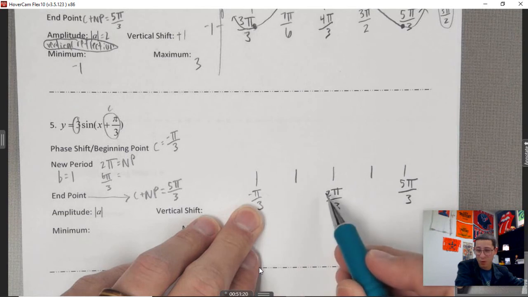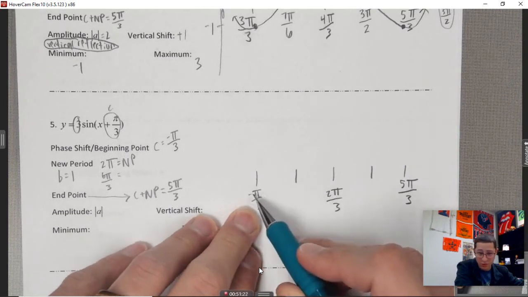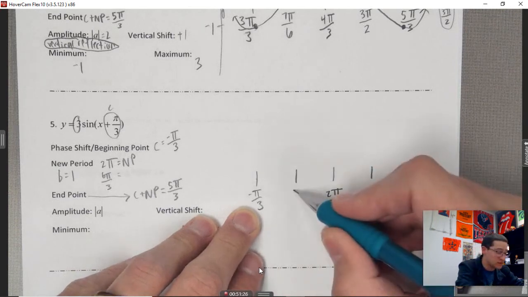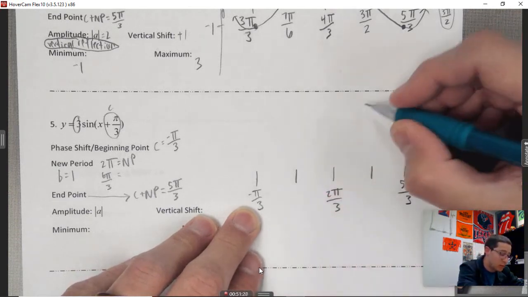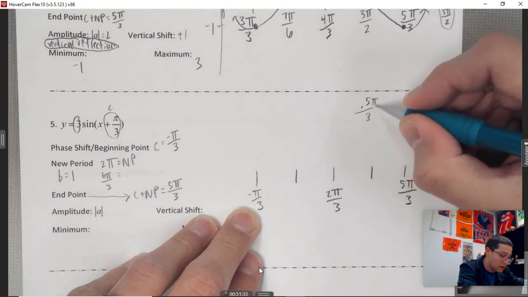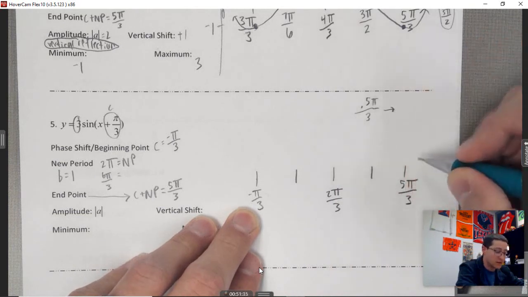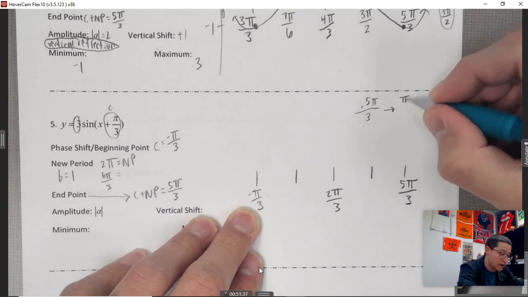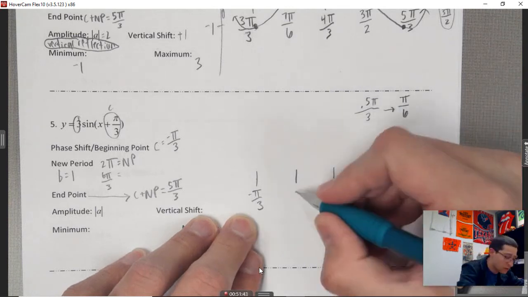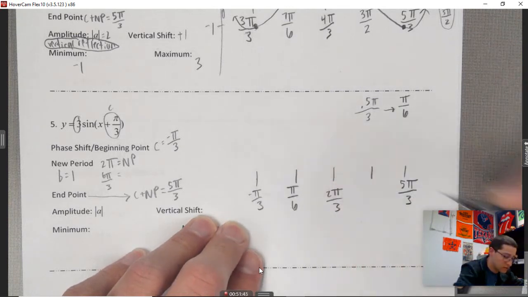In between, it's adding 3 pi over 3, so this is like adding 1.5 pi over 3. So we have negative 1 pi over 3, adding 1.5 pi over 3, this is like 0.5 pi over 3. But that's going to convert to pi over 6. Okay? All right, double it. So this is pi over 6.